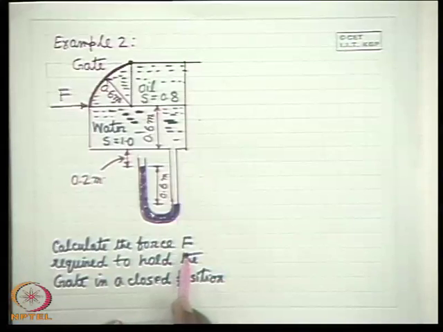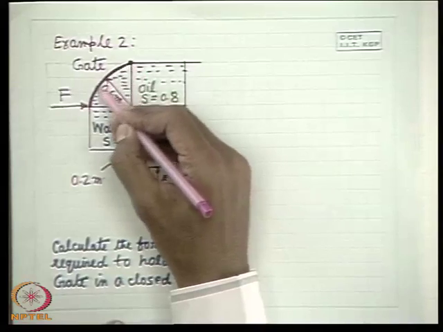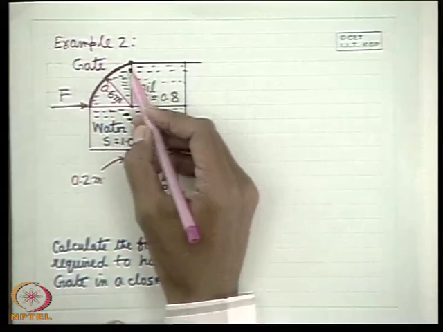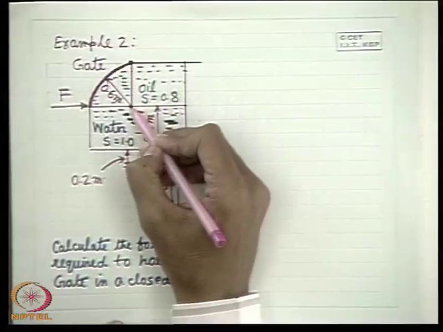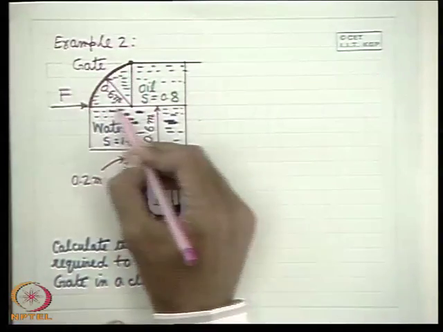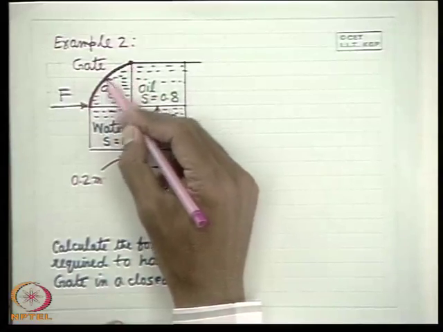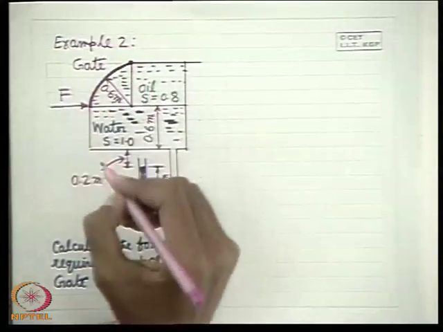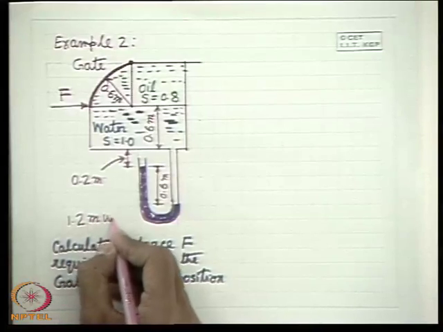Calculate the force F required to hold the gate in a closed position. There is a gate which is a sector of a circular arc. That means this is 0.6 meter, this is 0.6, this is 0.6. So this has to be understood from the figure. So it is a sector of a circular arc. This gate is 1.2 meter wide, which I forgot to write.